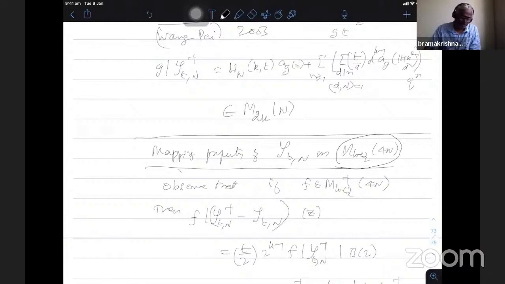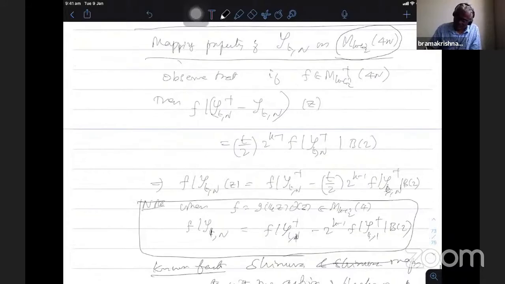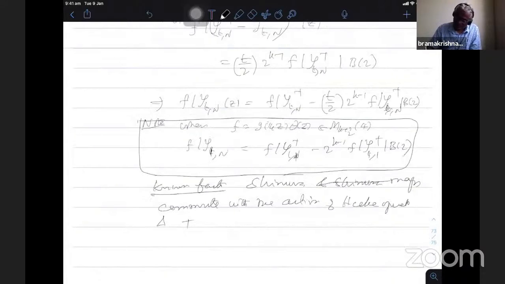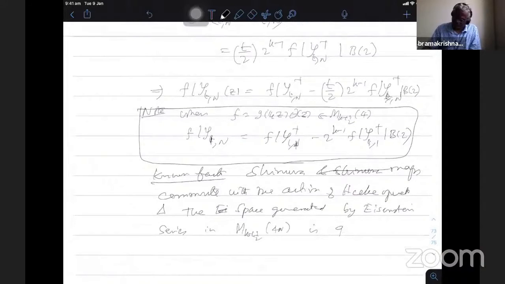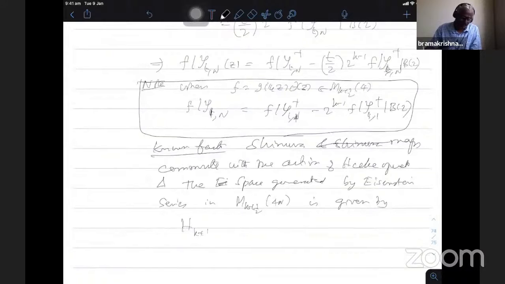That is another fact. So the space generated by Eisenstein series in M_{k+1/2}(4n) is given by the Cohen Eisenstein series of the plus space.